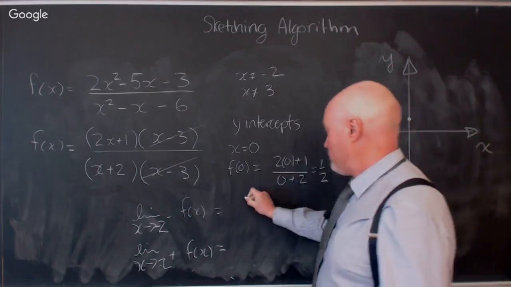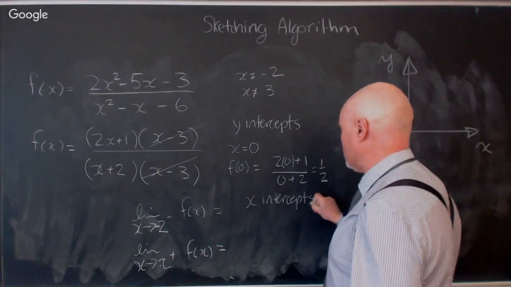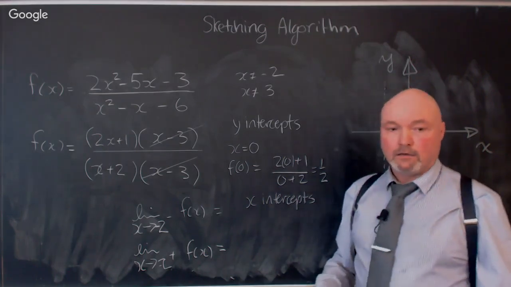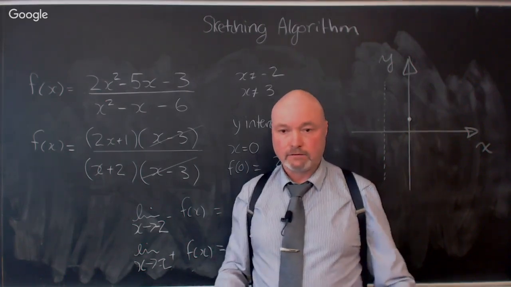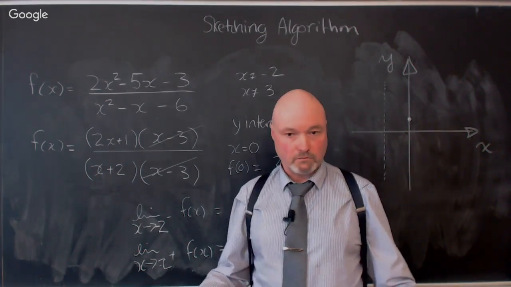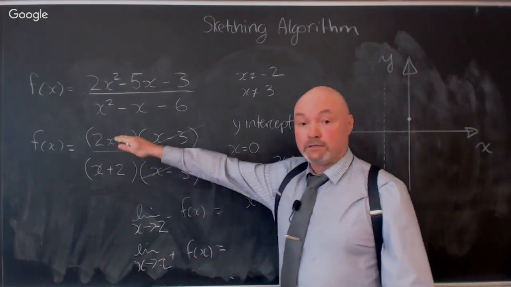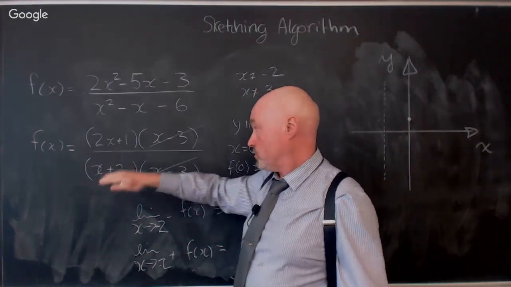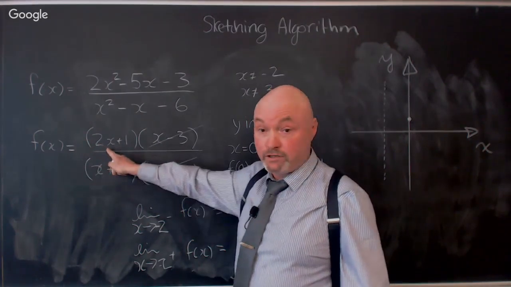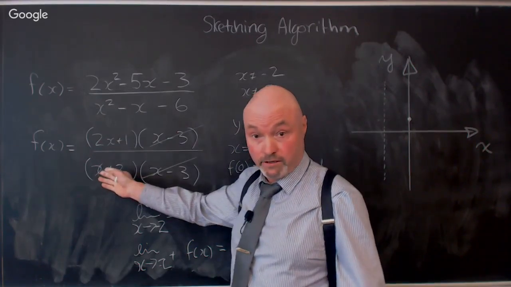I want to know what my x-intercepts are. When I'm trying to find an x-intercept, that's when the y equals 0. That is just so great. So you guys who haven't taken advanced functions are probably just wondering, all you have to do is look at the top. When the top is 0, the whole function is 0.